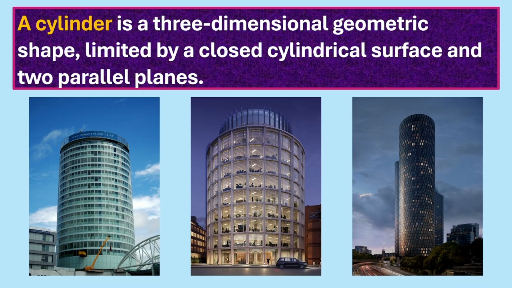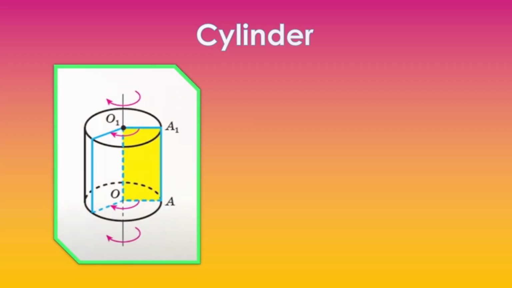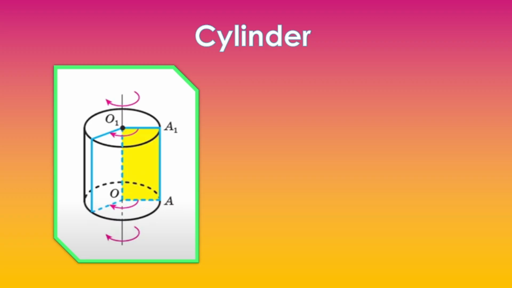Here are these interesting cylinders in front of you. The axis of a cylinder is a straight line that passes through the centers of both of its bases, circles, and is perpendicular to them. So OO1 is the cylinder axis.